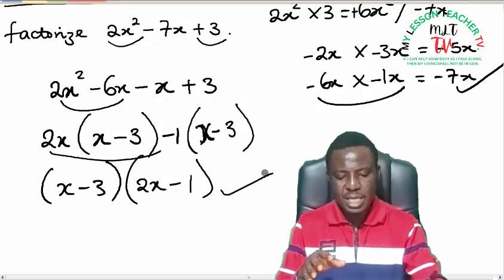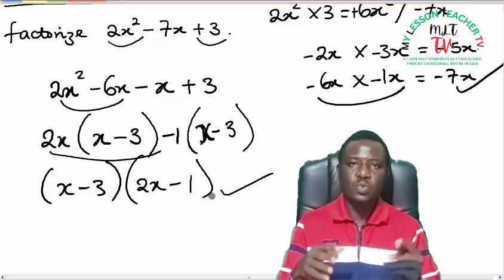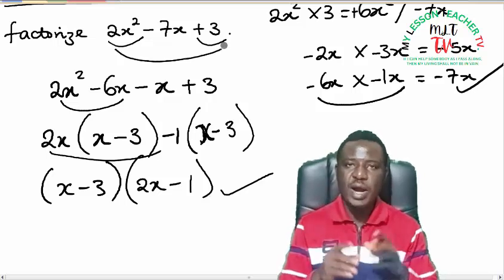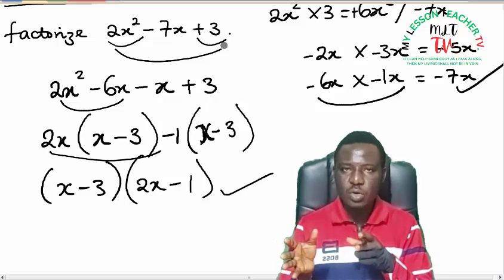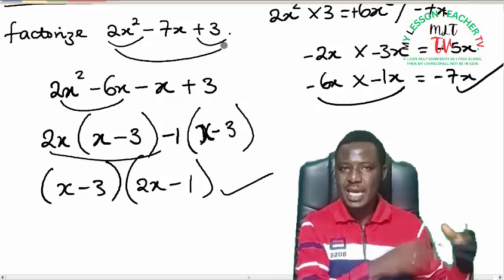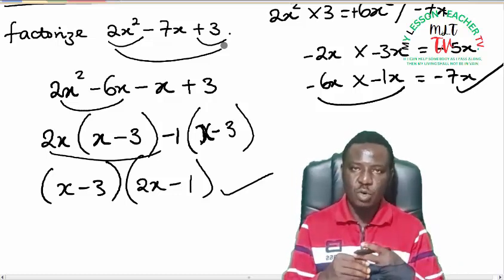What this means is that it is these two linear expressions that when you multiply together give you this quadratic expression. For I told you that a quadratic expression is gotten from the product of two linear expressions, and that is what we have just done.